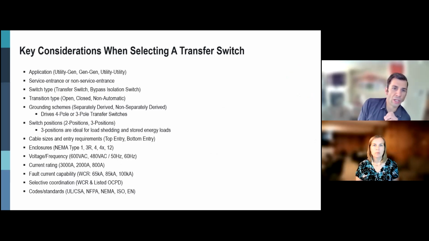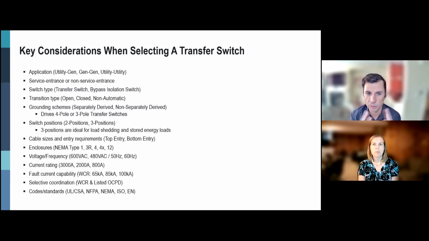So when you're considering or specifying a transfer switch, here are a few things we need to look at, and those are not in any particular order. So we need to understand the application. Is it utility to utility, gen to gen, or the most common application, 70% or 80% of what's out there, utility to generator? Is this a service entrance or a non-service entrance? What's the switch type? Is it a transfer switch or is it a bypass isolation? What is the transition type? Is it open, closed, or is it non-automatic, where it requires an operator to initiate the transfer?